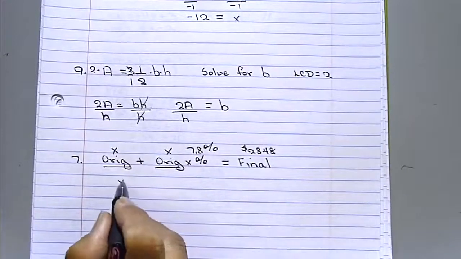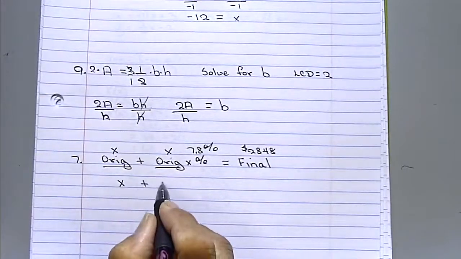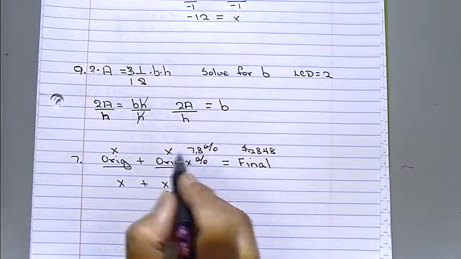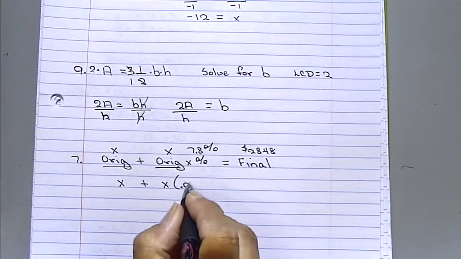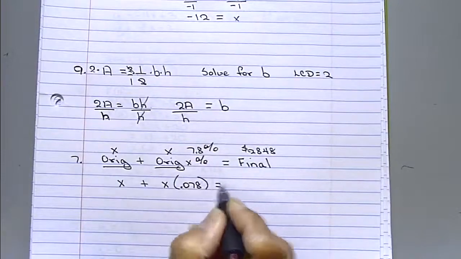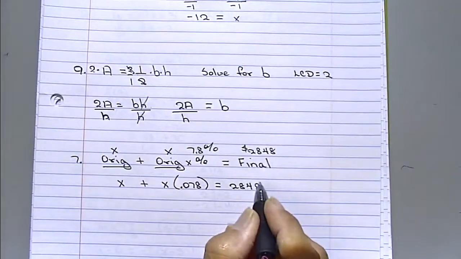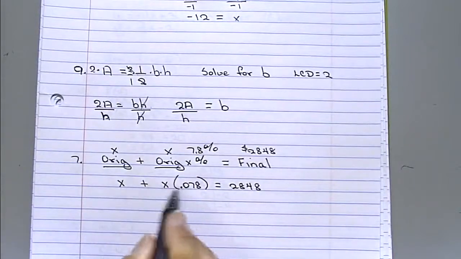Let's write it down better. X plus X times what? Well, we never work in percentages. We change it to a decimal. Move it 2 places to the left, and I've got 0.078. And that is equal to my total of $28.48, right? So I got that, and I go, okay, I need to add my x's together.